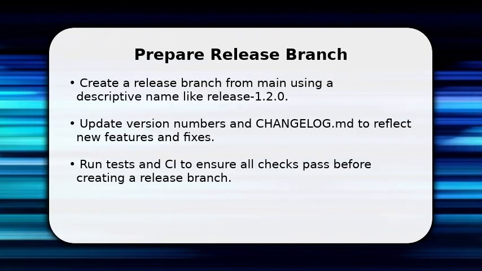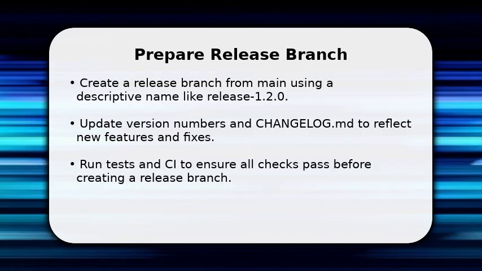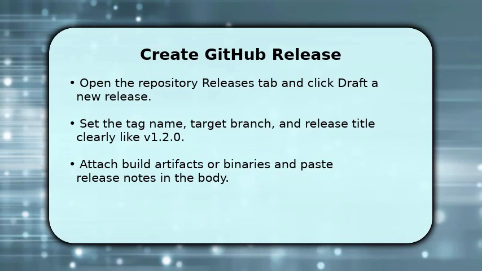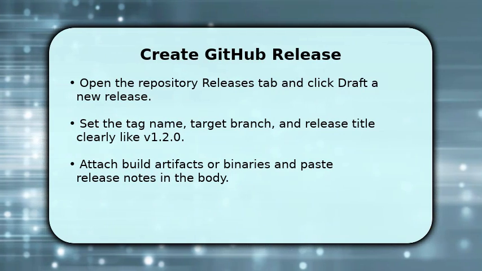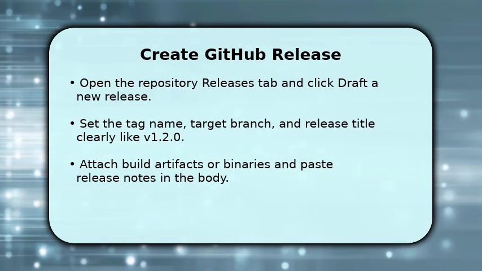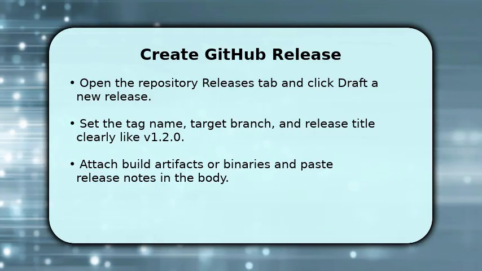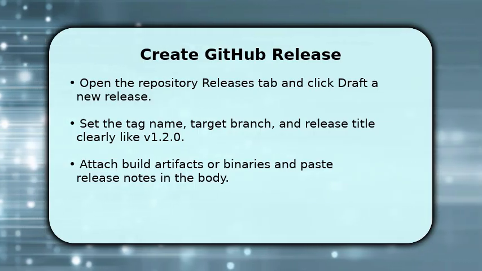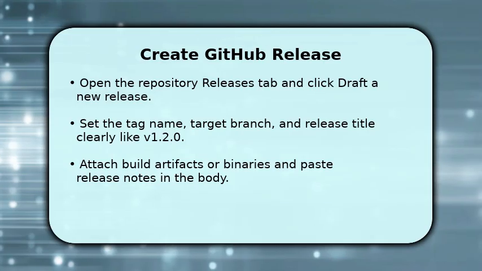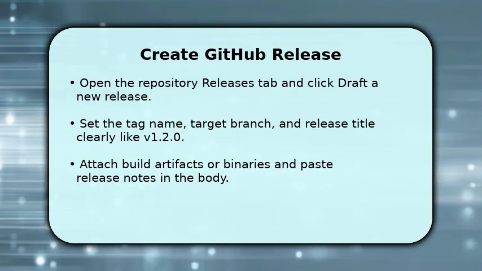Fix any failing tests or lint issues and rerun CI until the pipeline shows green and stable. Open the Repository Releases tab and click Draft a new release. Set the tag name and target branch using a semantic version like v1.2.0. Write a clear, concise release title that summarizes the contents.